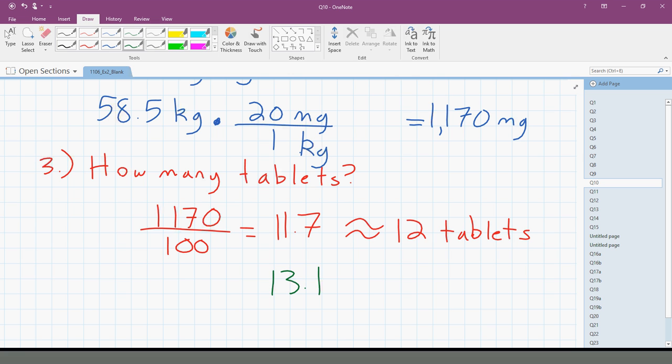I didn't say it couldn't go above. I said they need this. Does that make sense? Yeah. They have to have 13.1 tablets, although we can't give 0.1 tablet away. That doesn't make any sense. So we have to give them 14. So in this case, if it goes above 0.7 or 0.1, you have to give them above.